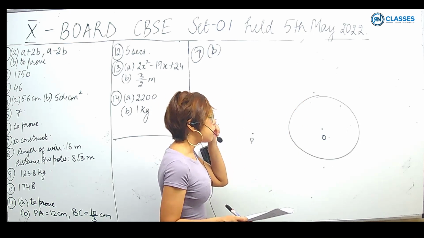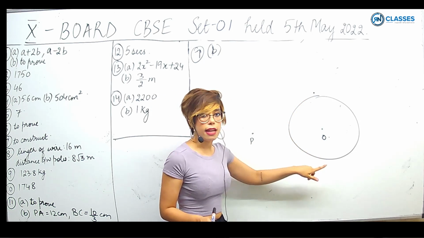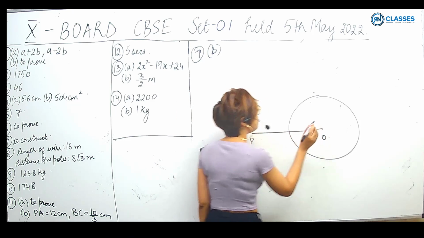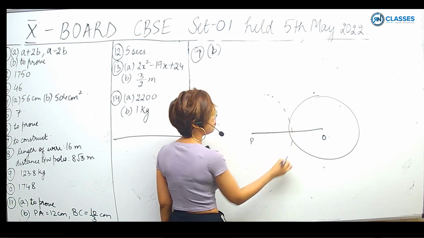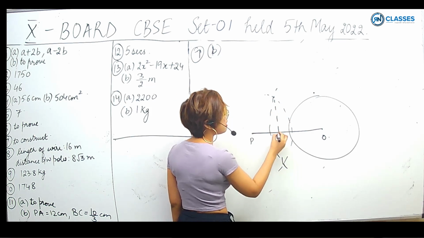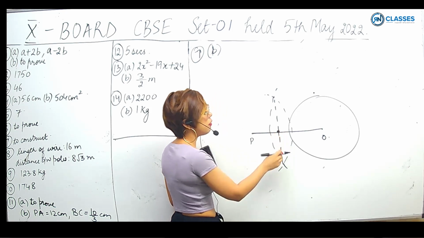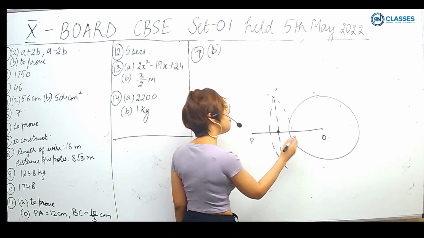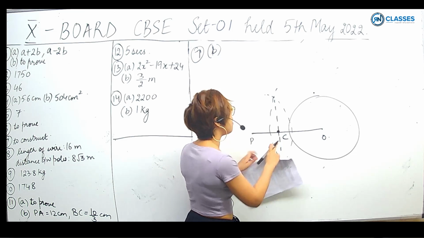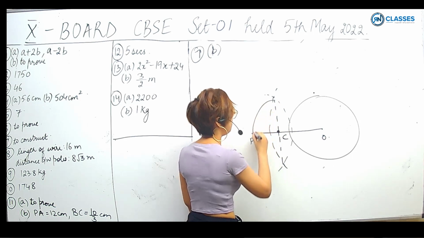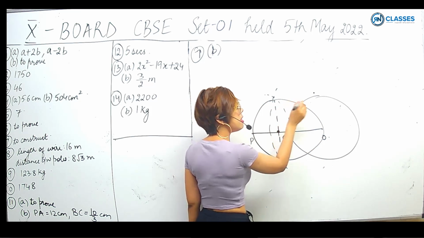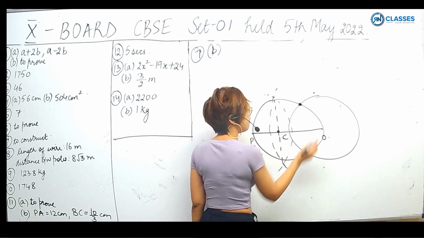Now I can draw the tangents if I know the point of contact. In order to do that, what I'll do is, I'll join this. I will make a perpendicular bisector. Right. This is a perpendicular bisector and this is the intersection of the perpendicular bisector with OP. Let me call this C. Now with C as the center and CP as the radius, I will draw a circle. Alright. This circle, wherever it intersects the other circle, this will give you the required points.